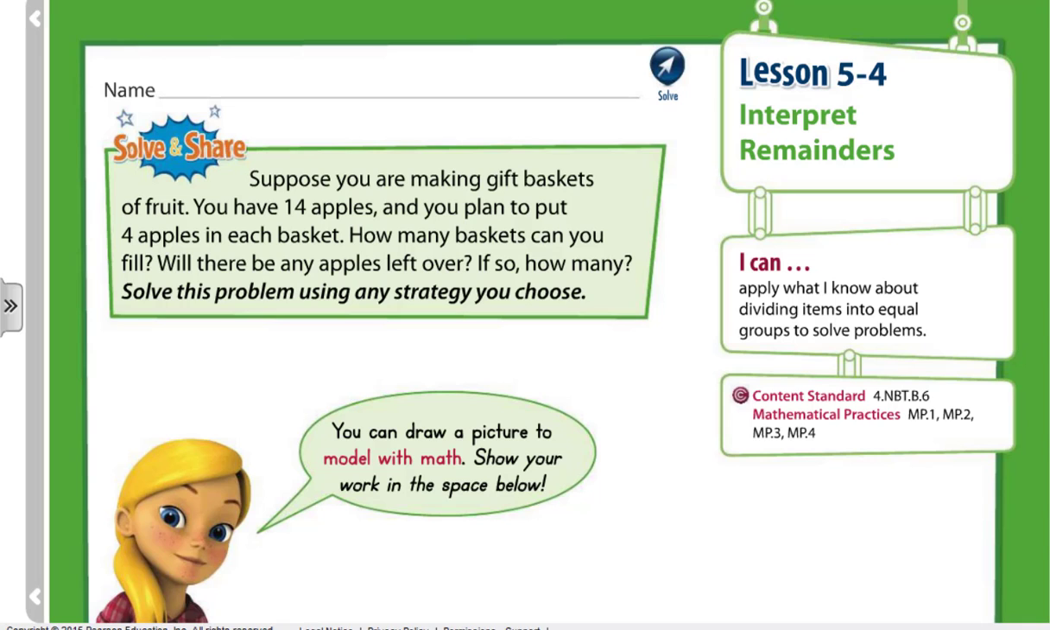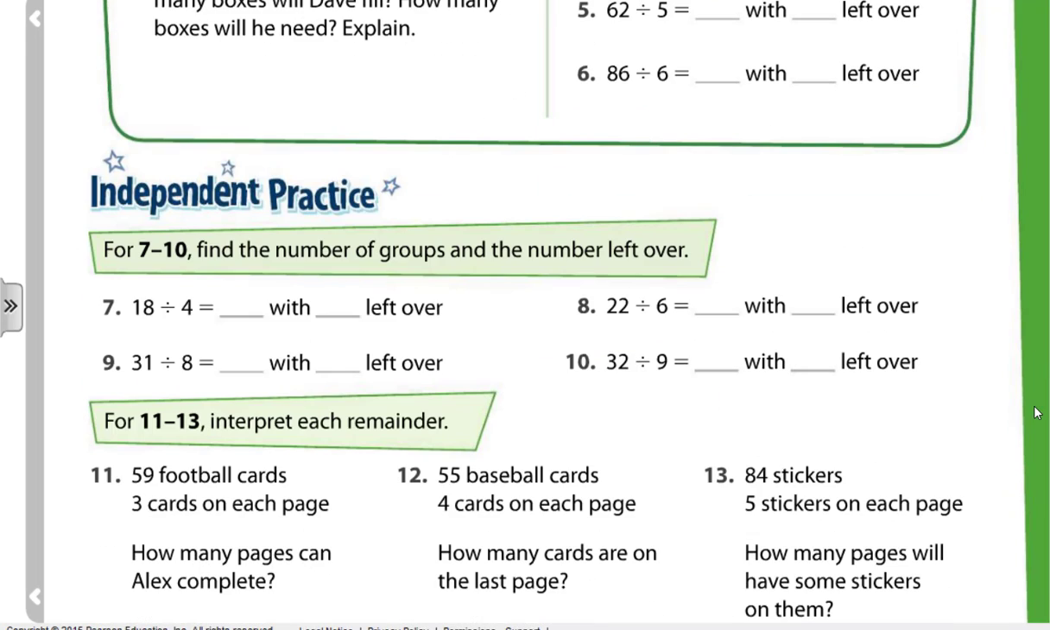Lesson 5.4, interpret remainders. Today we will solve questions like this one. Find the number of groups and the number left over. 18 divided by 4. You should find the number of groups, which is the quotient, and the number left over, which is the remainder. We will learn how we can use the remainder and the quotient, and we will solve many questions today. We have more than one game. So let's start first on this page.